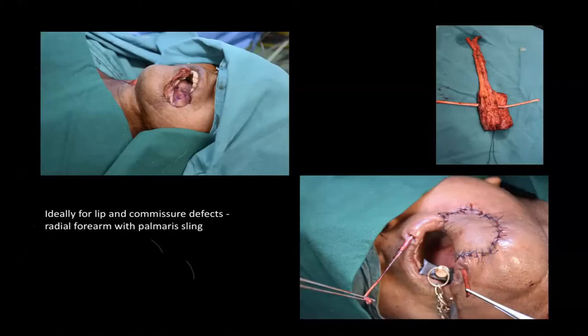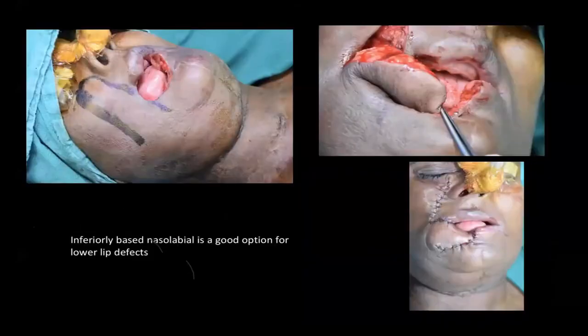And the sling also helps to maintain the vertical height of the lower lip. But in cases where you don't have radial forearm, or the patient is not a good candidate, he's got multiple surgeries or comorbidities, or if it's a redo procedure, you can do an inferiorly based nasolabial flap for lower lip defects. Now, the advantage of doing a lower nasolabial flap is that part of the flap can also be used to augment the commissure. That is, the base of the flap goes into the commissure, and this creates a small microstoma and probably prevents leak of food from this commissure here.